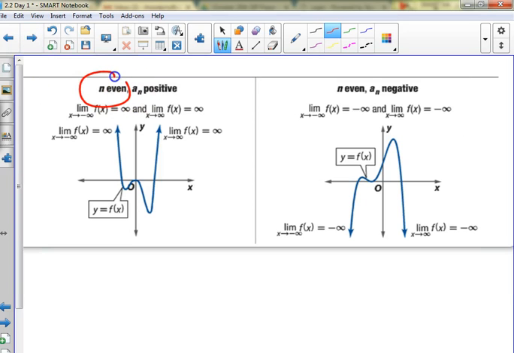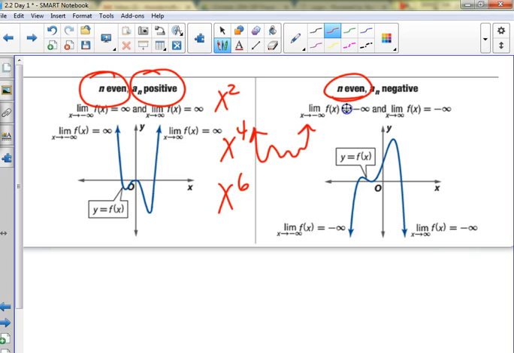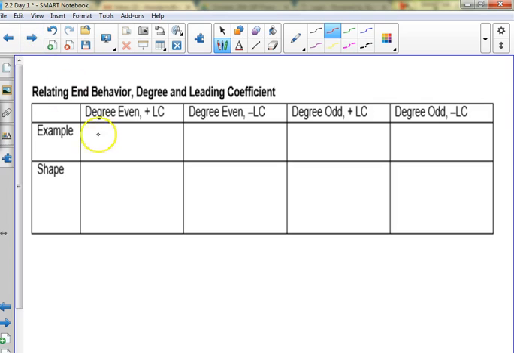Okay, if it's even degree, like an x squared or an x to the 4th or an x to the 6th, and it's positive leading coefficient, both ends are up. It could be doing this in the middle, but both ends are up, yes? If it's even degree, both ends go the same way. If it's negative, now they both go down. All right, so here's your little chart.